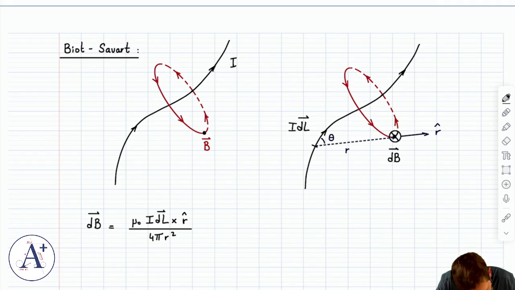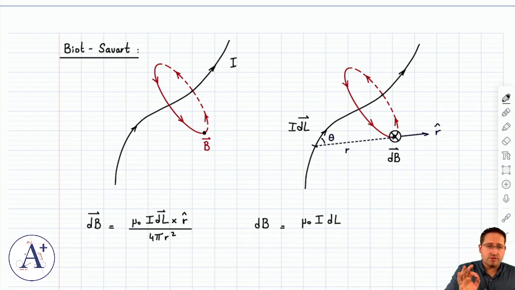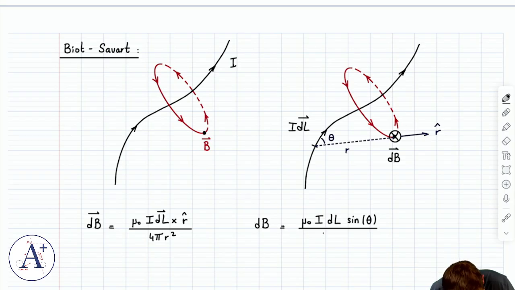And you need them because the magnitude of dB, so dB without a vector, is mu naught I dl. Now the magnitude of r hat is 1, so that doesn't matter. And then I'm going to get sine of theta divided by 4 pi little r squared. That's it.